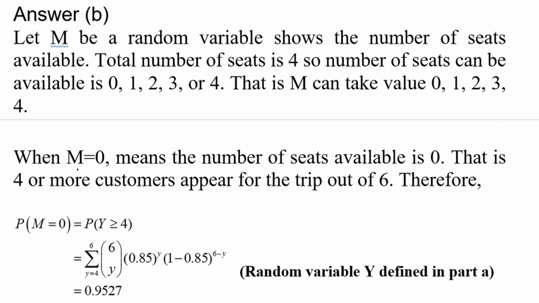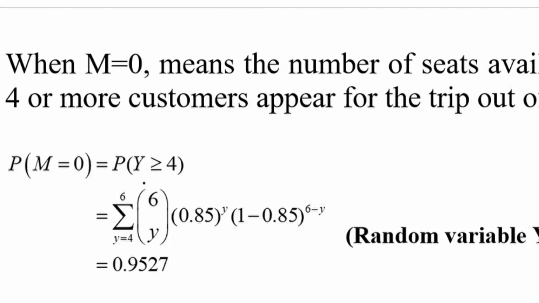M is equal to 0 means the number of seats available is 0. That is 4 or more customers appear for the trip out of 6. Since the company made 6 reservations for 4 seats, either 4 customers, 5 customers or 6 customers appear for the trip. Right? Here y is the same variable as we defined in part A.